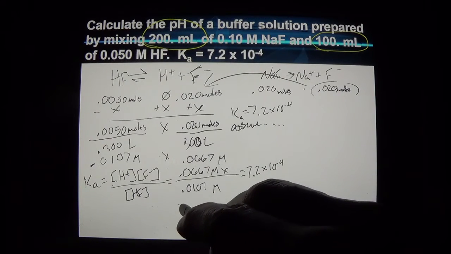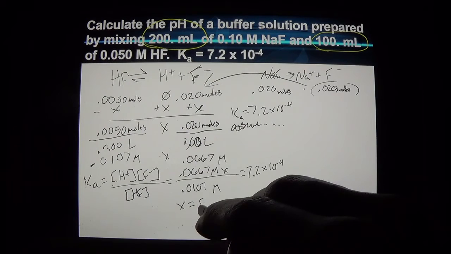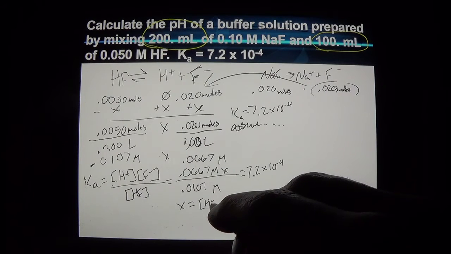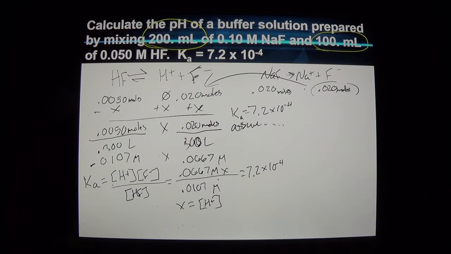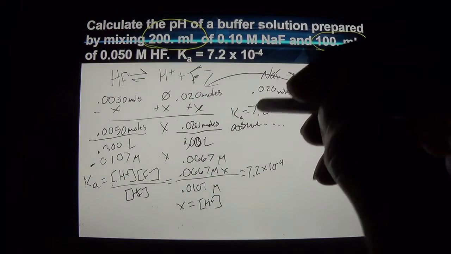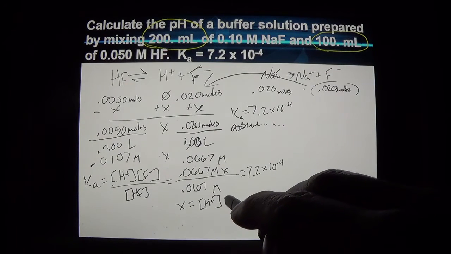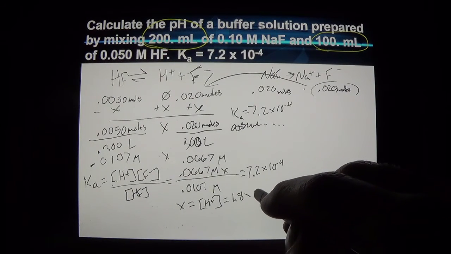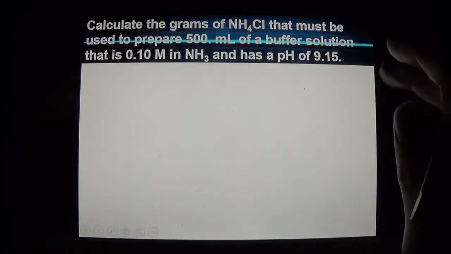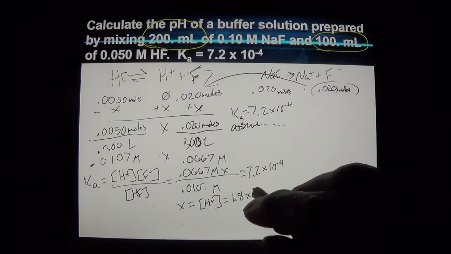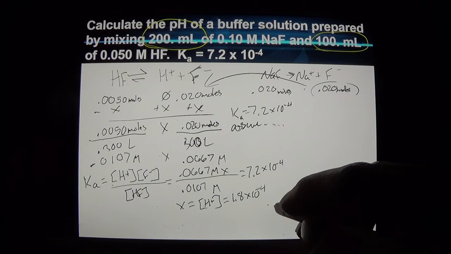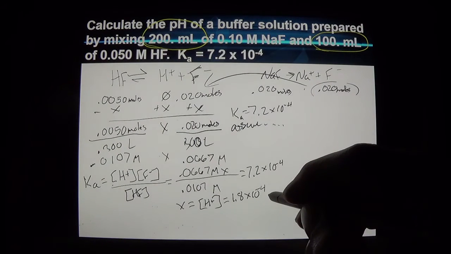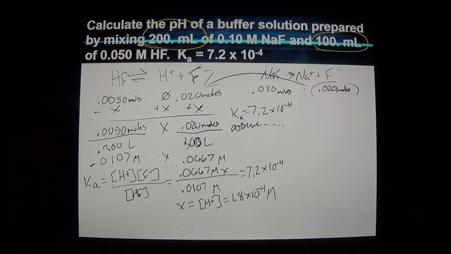Oh, so much fun. So I get X, and what I really care about, my X can be equal a lot, but what I really care about is that it equals the H plus ion, because I'm looking for pH, so I need H in the end to find a pH. I plug that through a calculator and I get that x is equal to 1.8 times 10 to the negative 4. Wow. Okay. So there's my concentration of hydrogen ion. 1.8 times 10 to the negative 4 molarity, because that's what square brackets mean, molarity.